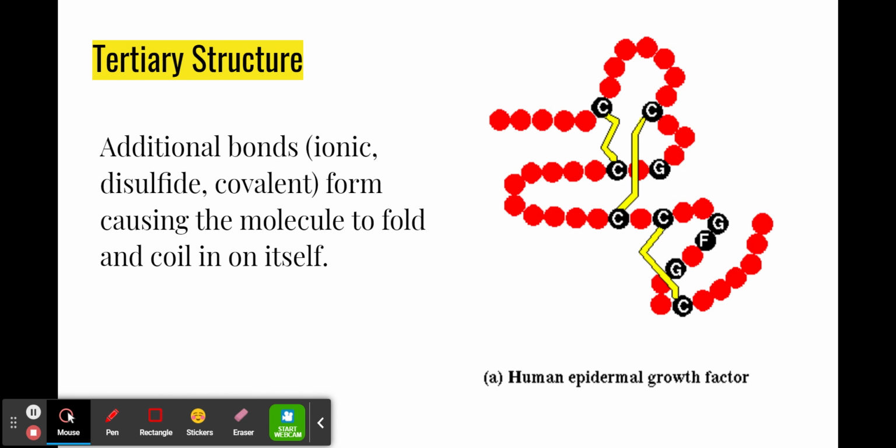Now, some proteins are done here. Some proteins will just make a chain at the ribosome. They might have some curling or crimping that occurs due to charge, and then they might have some additional stronger bonds that form, causing it to fold and bend back on itself a little bit more.